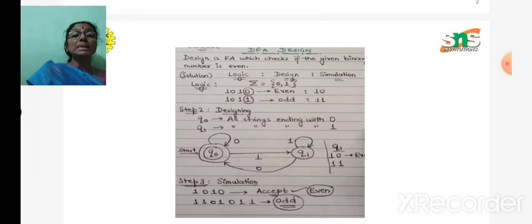I hope you understand how to design an automata for binary even numbers. The given automata checks whether the given number is even or not. For that, first we have to find the logic behind what an even number is, then we design the automata, and finally we simulate it. Thank you.